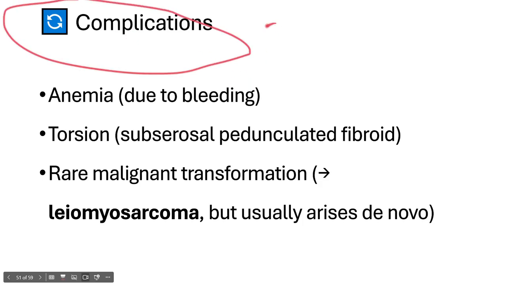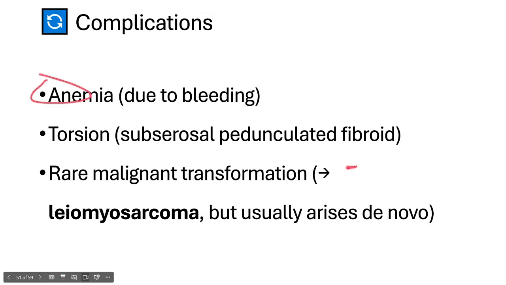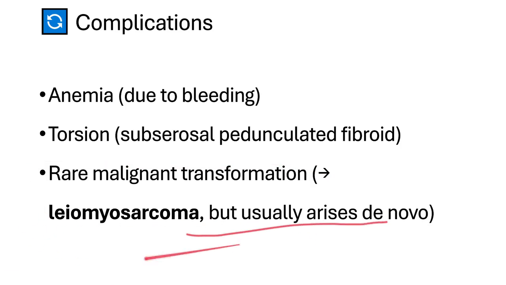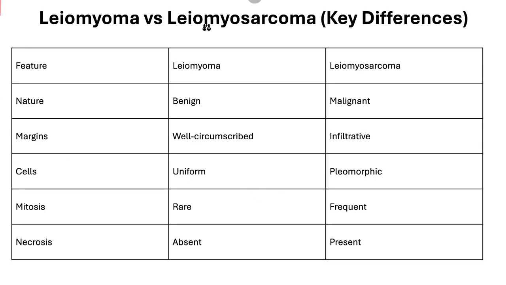What are the complications? As we discussed here, it causes menorrhagia or heavy menstrual bleeding, so the patient can get anemia. Also, it can cause torsion in subserosal and pedunculated fibroids, and it has a rare transformation to a malignancy called leiomyosarcoma. But usually leiomyosarcomas arise de novo, and only rarely does this cause a malignant transformation. We will discuss this later.